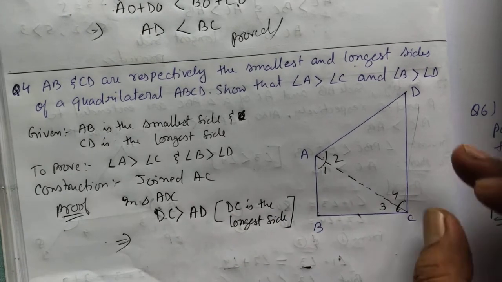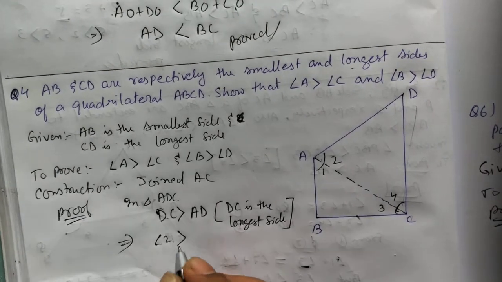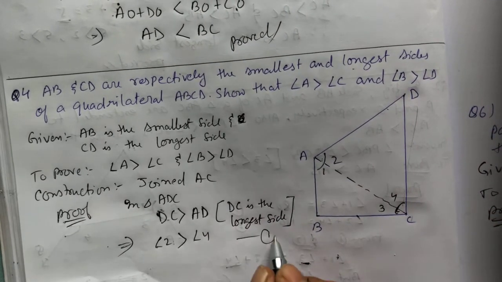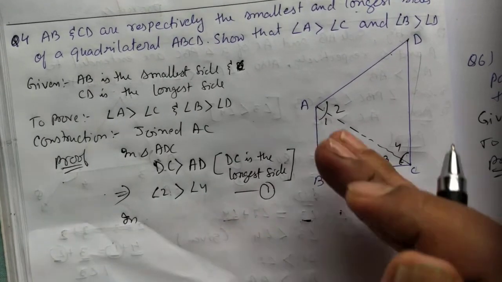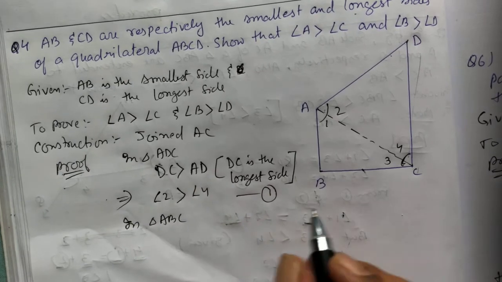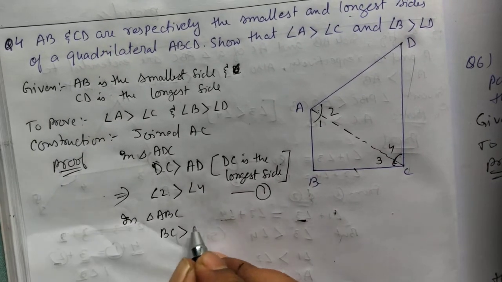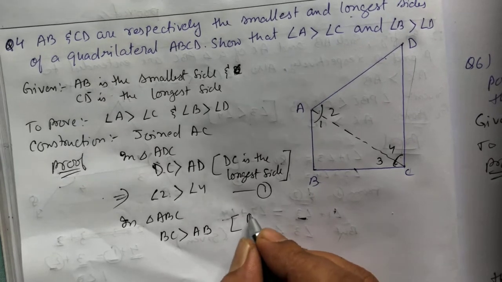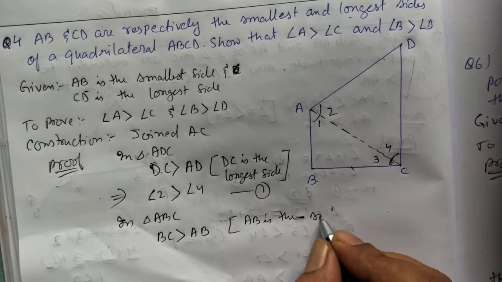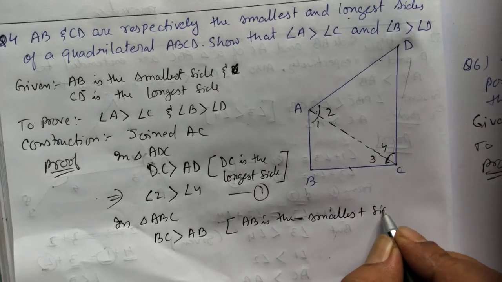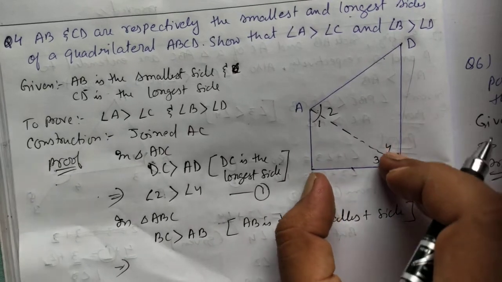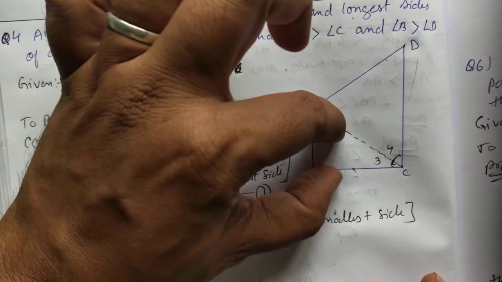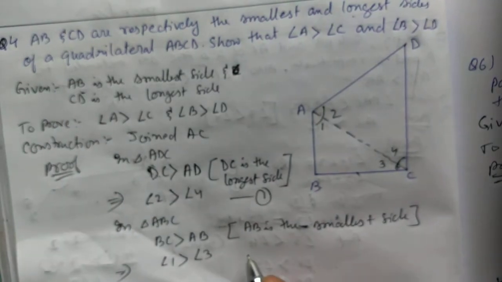Now, opposite to DC is which angle? Angle 2. And opposite to AD is angle 4. Mark this as equation 1. Similarly, take this triangle. In triangle ABC, we can say that BC is greater than AB. Why? Because AB is the smallest side, then the other side will be greater than AB. Now, opposite to BC is what? Angle 1. And opposite of AB is angle 3. Mark this as equation 2.